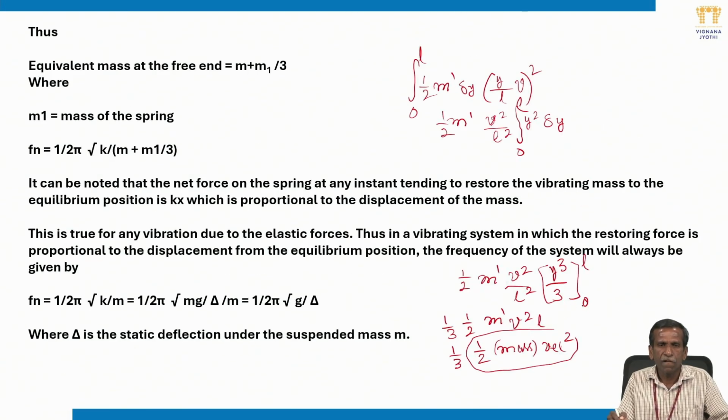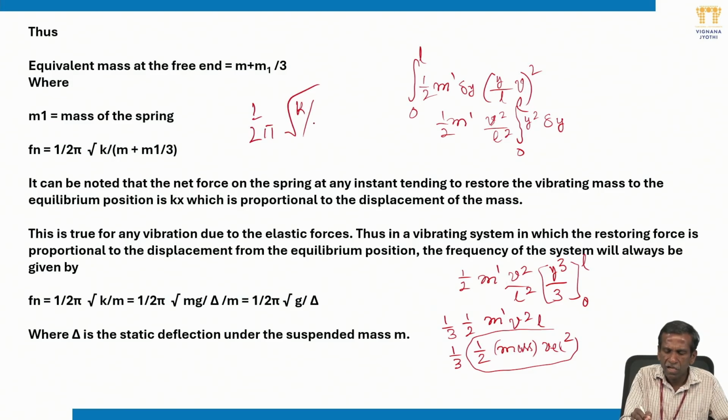Then we know that we have written the frequency equation. What is that frequency equation we have written here? fn, in cycles per second, that is hertz, equals 1 by 2 pi times the square root of k by m, where m is replaced with m plus m1, the mass plus 1/3 of the mass of the spring.